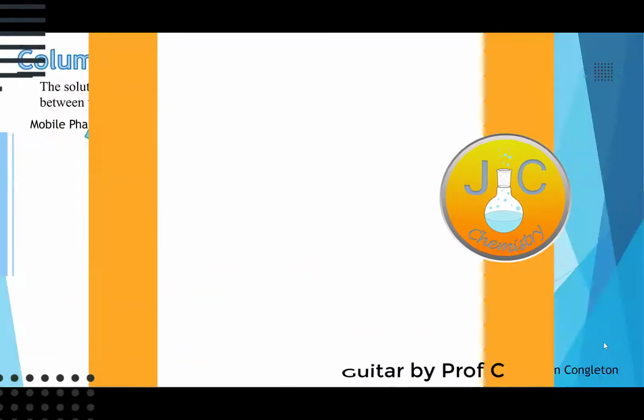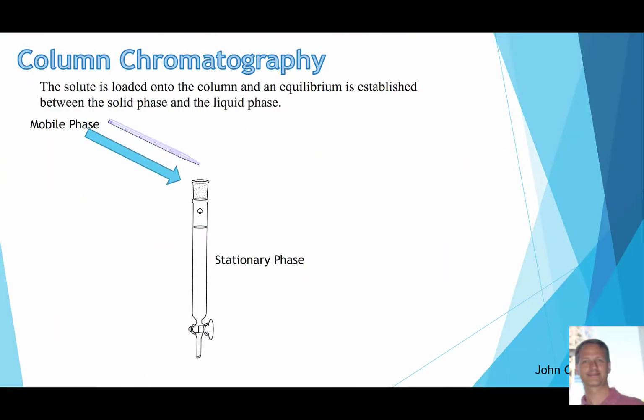Column chromatography operates on the same principle that all chromatography operates on, and that is the interaction between solute and stationary phase and the solute in the mobile phase. In column chromatography, however, different from thin layer chromatography, the solute is loaded onto the top of a column. Inside this column we have our solid stationary phase, and the solute moves down the column.